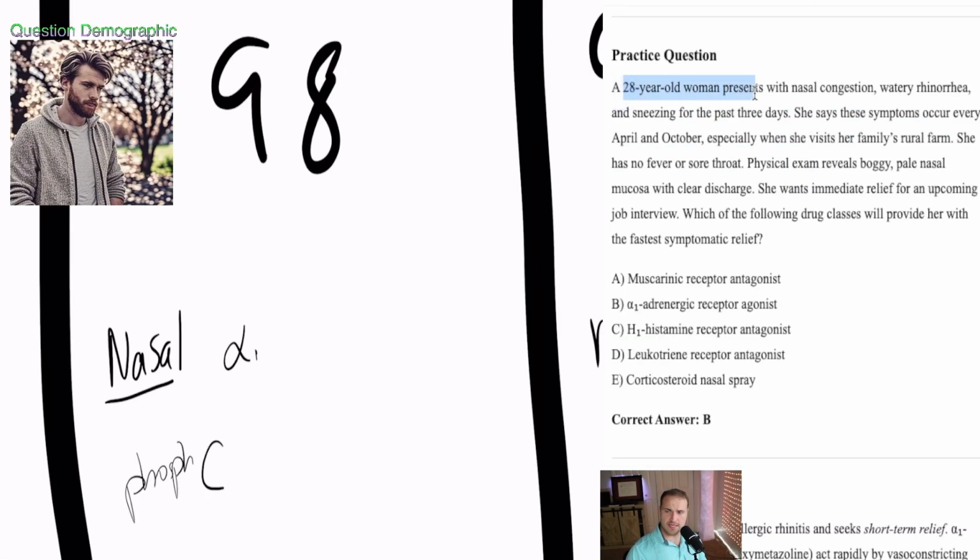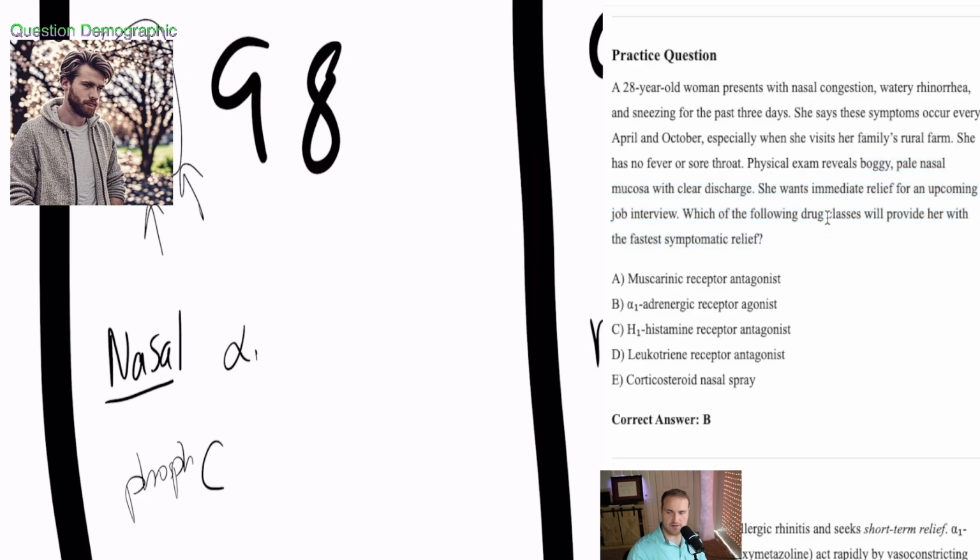All right. Here we have a 28-year-old woman. It could also be a 28 or something-year-old man. Just showing you a different demographic. Could be nearly anybody. Nasal congestion, watery rhinorrhea, sneezing for the past couple of days. The symptoms occur every April and October. Okay, so some allergies. You have boggy, pale nasal mucosa with clear discharge. She wants immediate relief for the upcoming job interview.